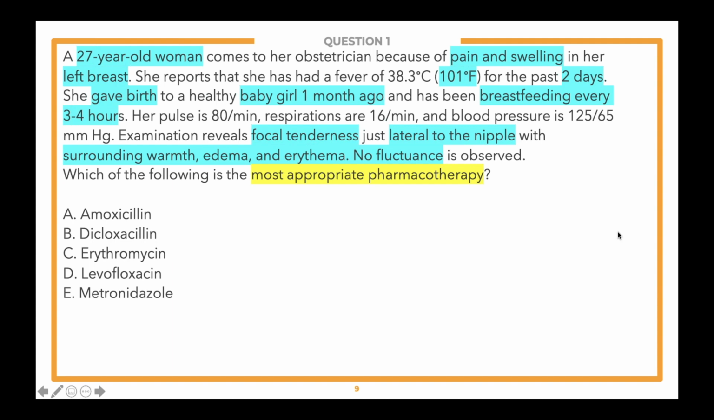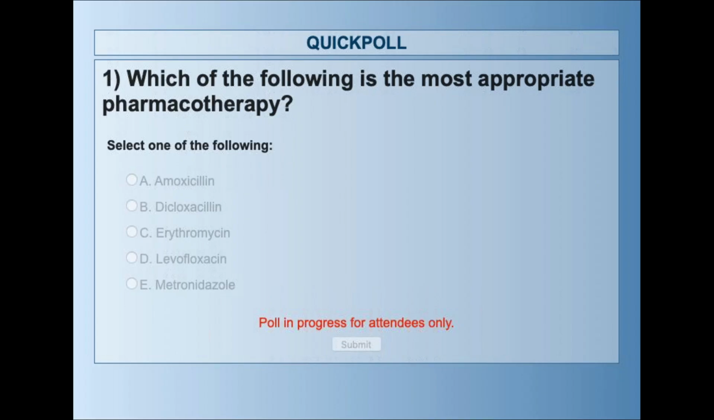Answer choice E, metronidazole. D, levofloxacin. C, erythromycin. B, dicloxacillin. And A, amoxicillin. So we're going to go ahead and open up that poll. Go ahead and select the answer choice you think is the best answer. And we'll talk about it in just a few seconds.